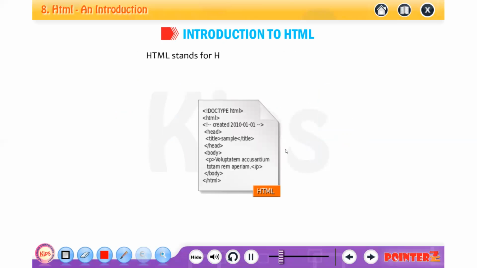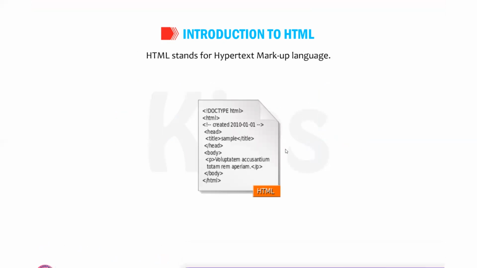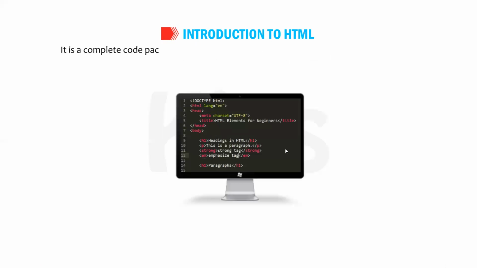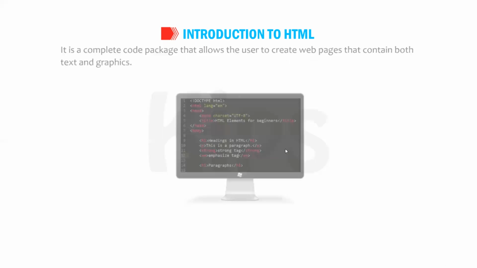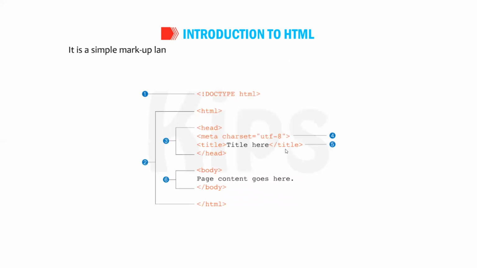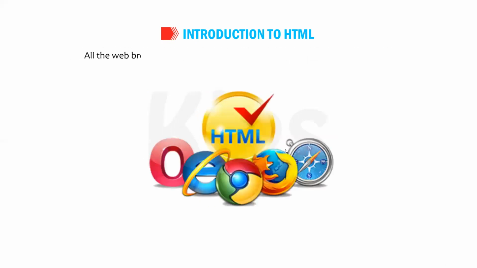HTML stands for Hypertext Markup Language. It is a complete code package that allows the user to create web pages that contain both text and graphics. It is a simple markup language that describes the structure and behavior of the web document. All the web browsers are designed to understand and interpret this language. Let us analyze the acronym HTML.